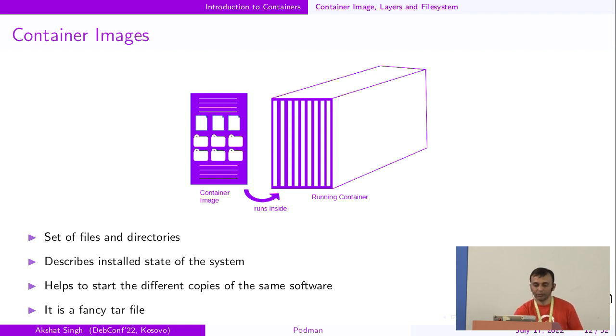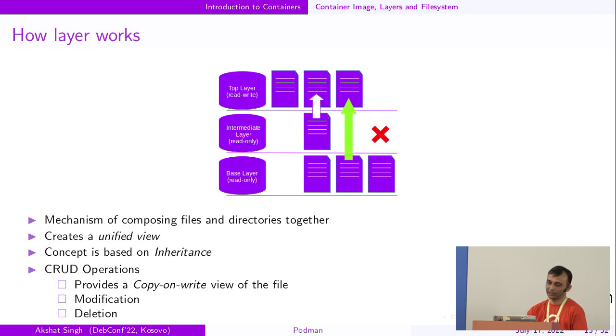Container images, as most of us know, are a set of files and directories that run inside a container, and they describe the installed state of the system. Then we have the concept of layers, which is a mechanism of composing files and directories together to give us a unified view. If we have an application that requires Debian, we don't need to write the Debian image from scratch. We use inheritance, take the Debian image, and implement our own application on top. It provides all the CRUD operations.